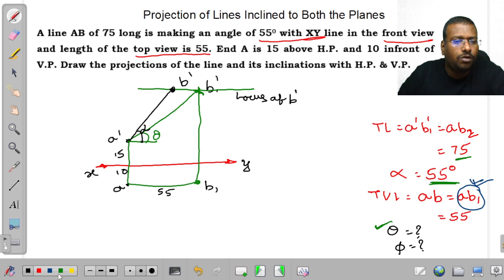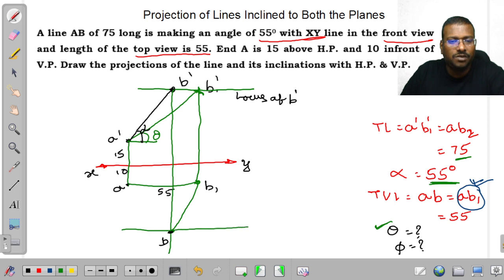Sir, with this, what do I have to do? Very simple. At B dash, try to draw the projector. Then what do I have to do? With A B1 as radius and A as center, draw the arc. You are going to get B. Sir, once I get B, this is your locus of B. Once you know B, this is your top view.